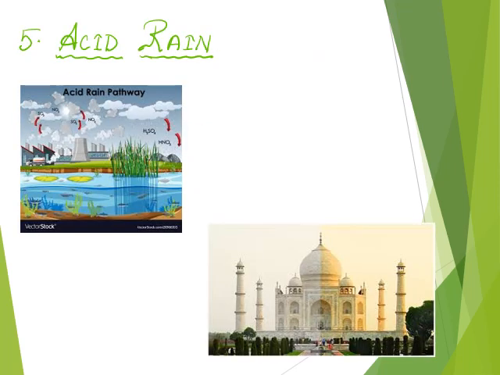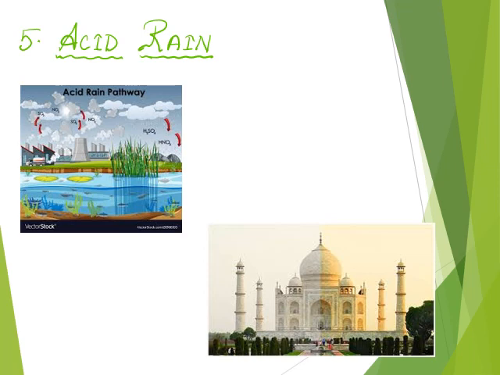Acid rain. Acid rain is a rain or any form of precipitation which is acidic. And why is it acidic? This is acidic due to the presence of sulfuric acid or nitric acid. From where do they get these sulfuric and nitric acids? They are formed due to the reaction of sulfur dioxide and nitrogen oxides which are present in the polluted air, and these two react with water and form these harmful acids.